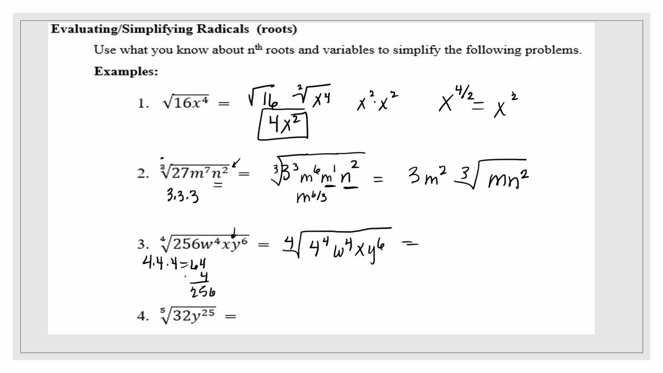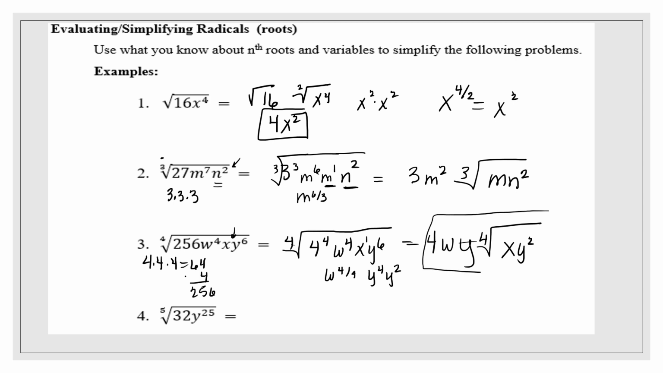Simplifying, the 4th root of 4 to the 4th power, those would undo each other, leaving me with 4. I had 4 groups. W to the 4th, take its 4th root, leaves me with a w. Remember, that would be w to the 4 fourths. X to the 1st doesn't reduce, so that guy is going to stay under the radical. And y to the 6th, I could write that as y to the 4th and y squared, and then I could simplify the 4th root of y to the 4th, so a y comes out, but I have a y squared left under the radical.